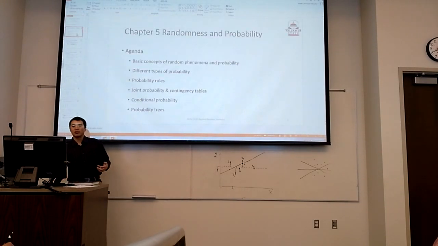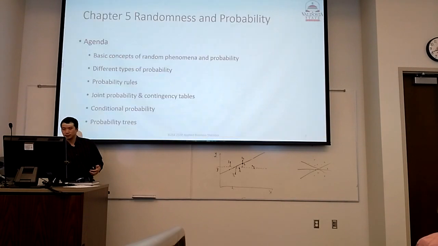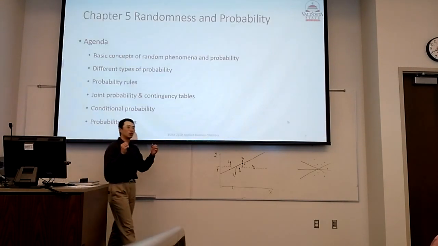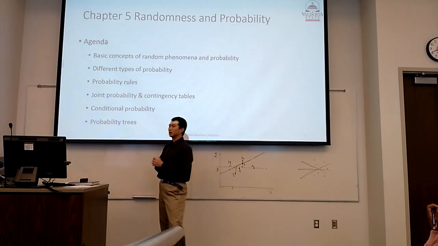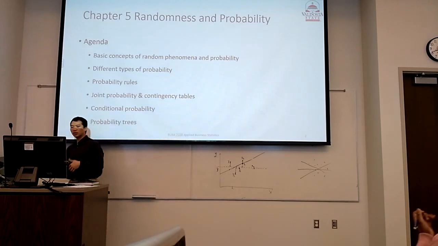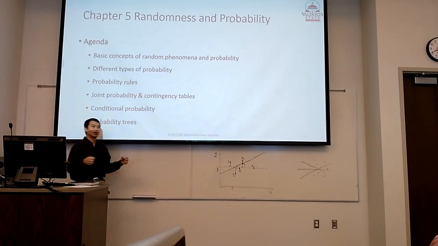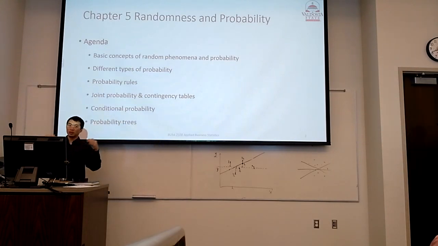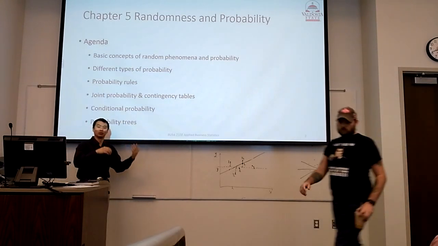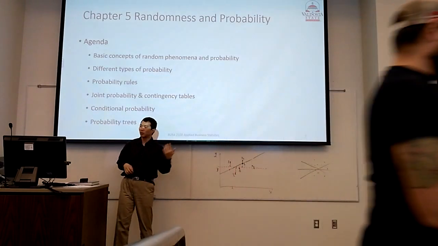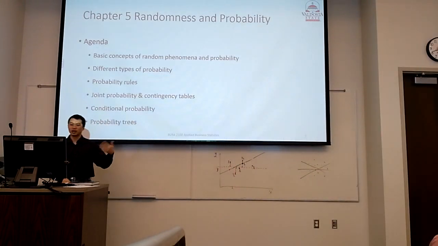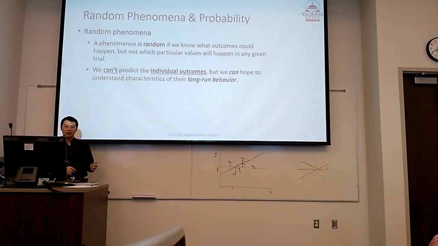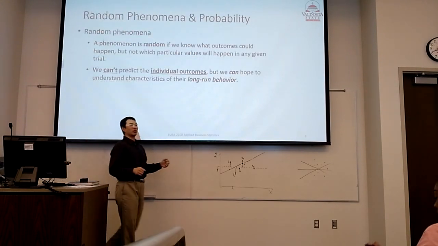So in chapter 5, let's talk about randomness and probability. We will learn some basic concepts about randomness and probability, and we will learn different types of probability and also some rules. We have several topics to discuss in this chapter. So let's talk about the randomness first.